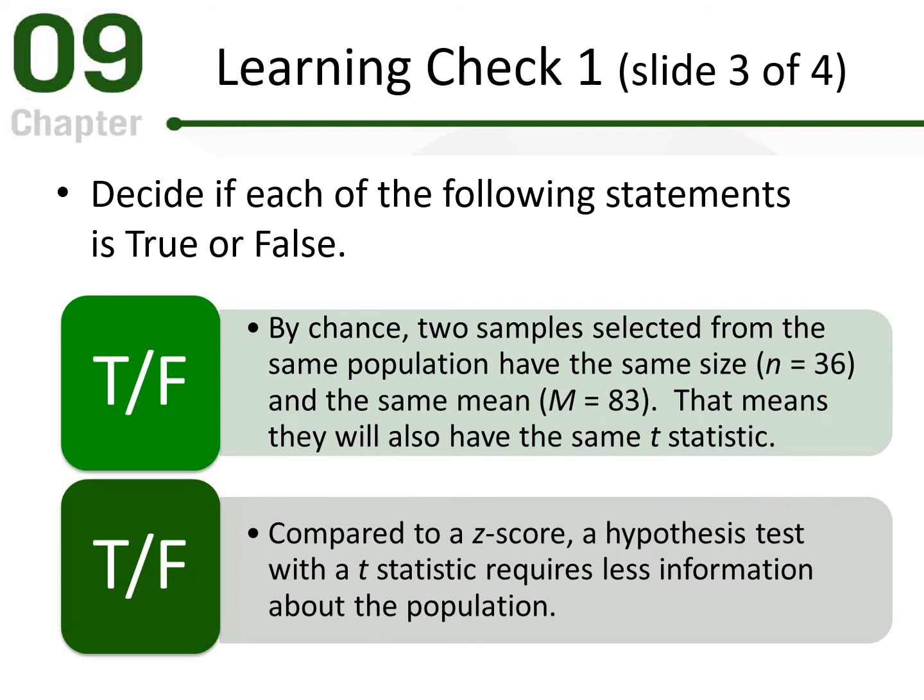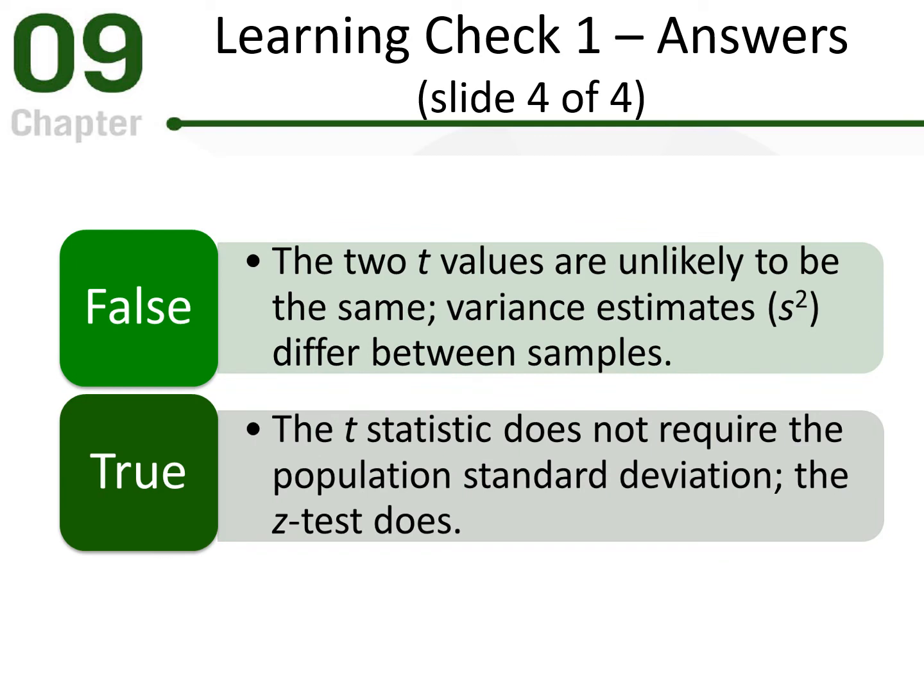And the second one: compared to a z-score hypothesis test, a t statistic requires less information about the population. That's true, because if you're using a z-score, you need to know sigma. If you're using a t statistic, you don't need to use sigma. You're going to estimate sigma using the sample variance and standard deviation. So the t statistic does not require the population standard deviation, and you've got to be careful what the variances are in order to determine what the z-score is. So these are pretty straightforward based on the formulas.